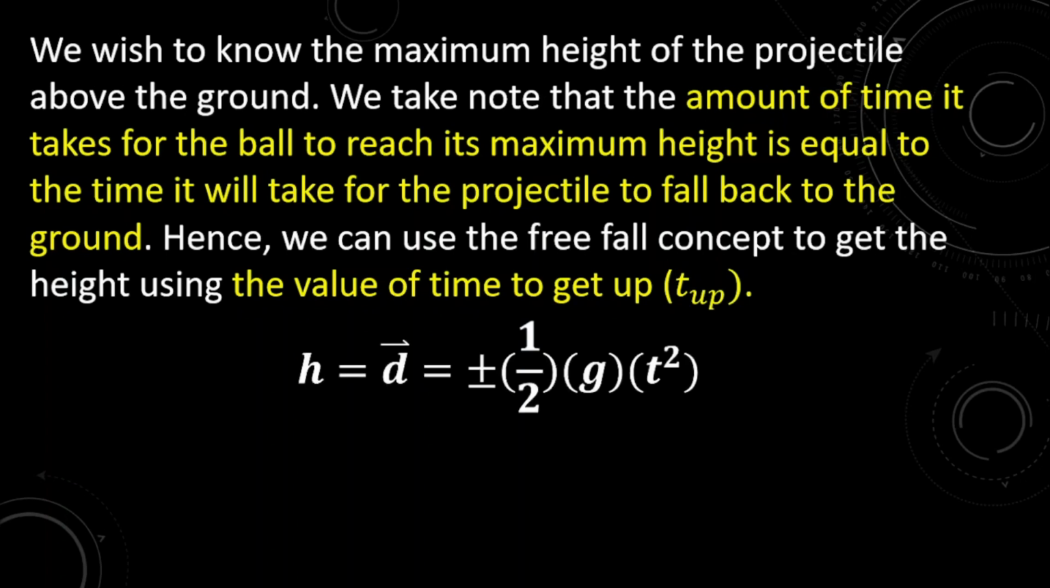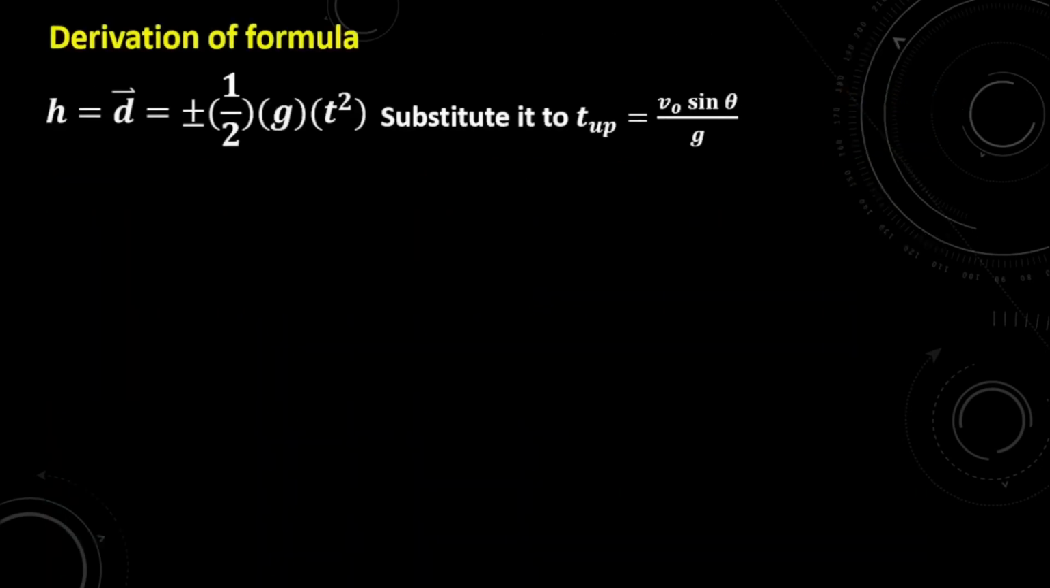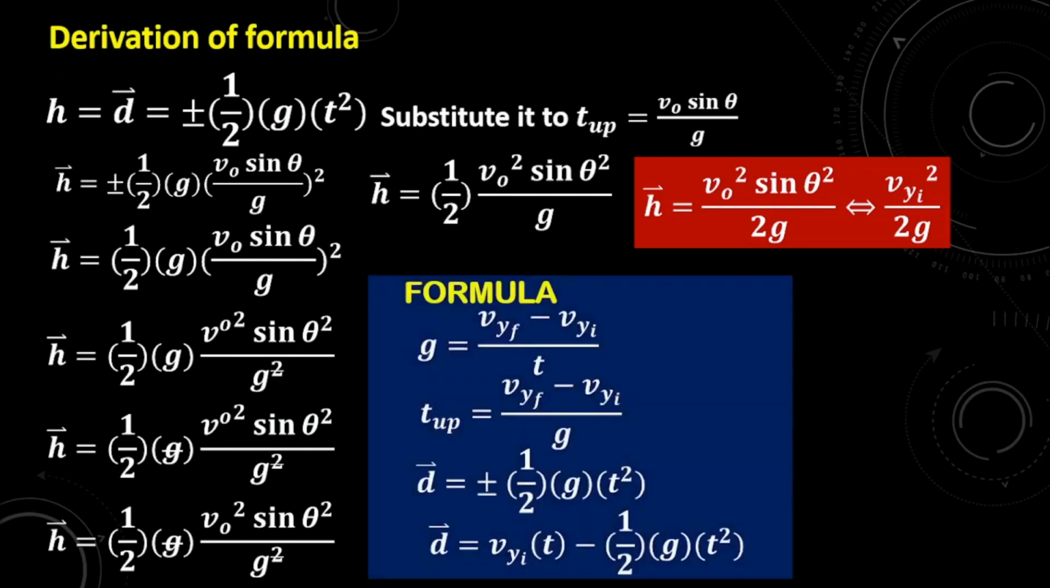H, or d, is equal to positive or negative 1/2 g t squared. The sign depends on the orientation from the origin or reference frame of the observer. But since we are talking about the height, it will be positive. We substitute the expression for t up, then simplify the formula and we get initial velocity along the y-axis raised to the power of 2 all over 2g. We can also use the other formula to derive the maximum height and arrive at the same answer.